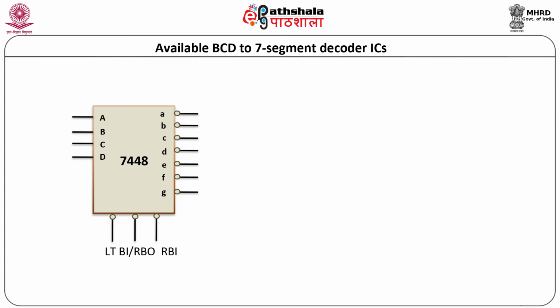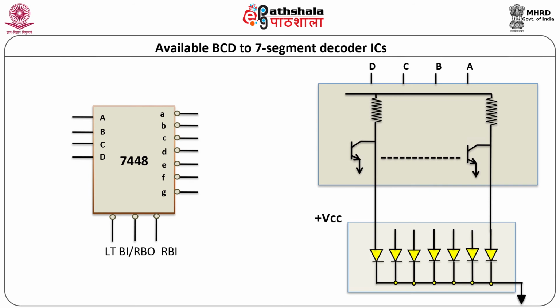IC 7448 is a TTL IC for driving a common cathode display as shown in this figure. Common cathodes of all LEDs are connected to common ground. The decoder IC has its own current limiting resistor on the chip, so there is no need of any external current limiting resistors. Logic circuit inside the IC converts BCD input to a required output.